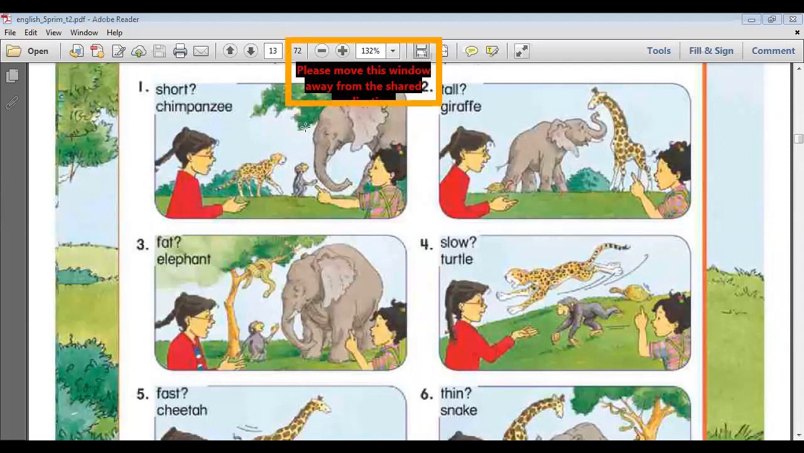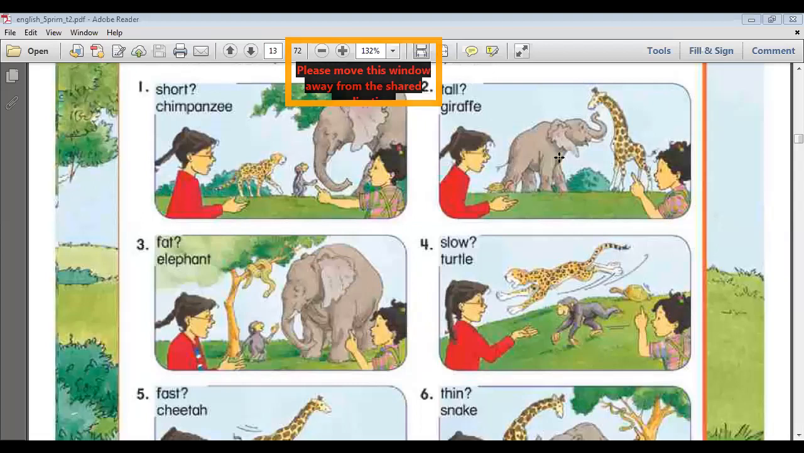Let's take Muhammad Amir. Muhammad Amir, can you think of an answer for number two? The giraffe is tallest animal. You are correct, but you just missed one word. The giraffe is the tallest animal. You have to put the before the adjective. Don't forget that. The giraffe is the tallest animal. Yes, excellent. So you can say the question is which is the tallest animal? The giraffe is the tallest animal.